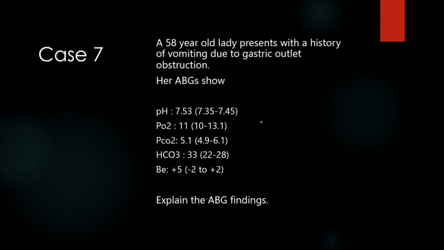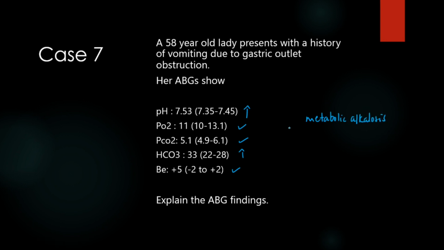And having a look at the last case, we have a 58-year-old lady with a gastric carcinoma causing gastric outlet obstruction and profuse vomiting. Her arterial blood gases on room air show a pH of 7.53, which is raised, so this is an alkalemia. PO2 is normal, PCO2 is also normal, but bicarbonate is raised at 33, showing a metabolic process, and this is also confirmed by the base excess, which is 3 more than the upper limit of the normal value, which is +2. So this is a metabolic alkalosis.